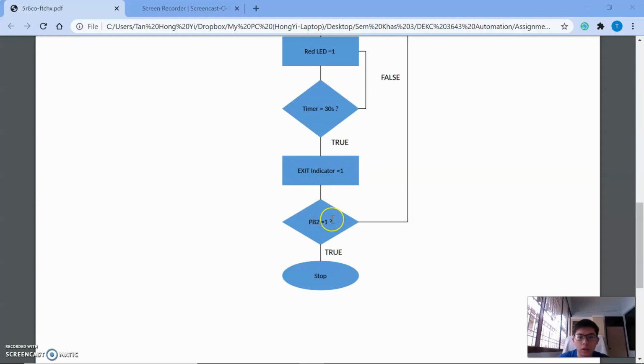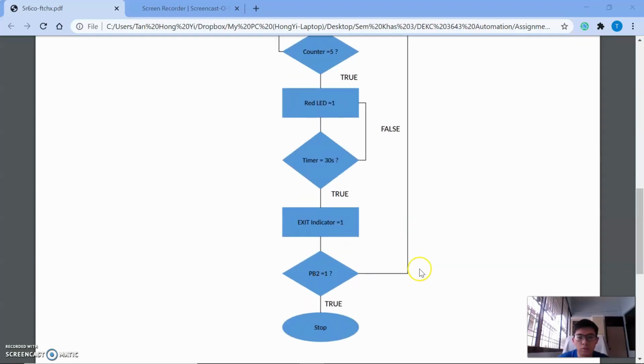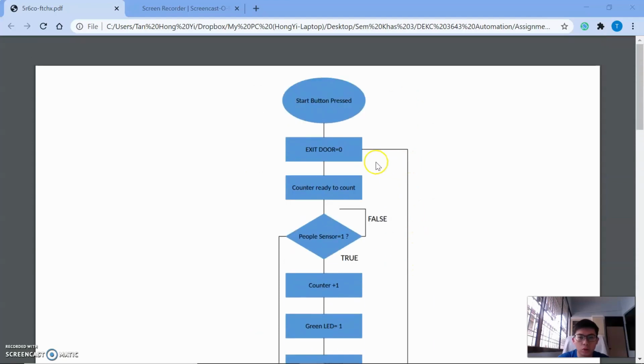So next is PB2. This PB2 is the stop button. When PB2 equals 1, the system will stop operating. If PB2 does not equal 1, it will continue to here to start counting.